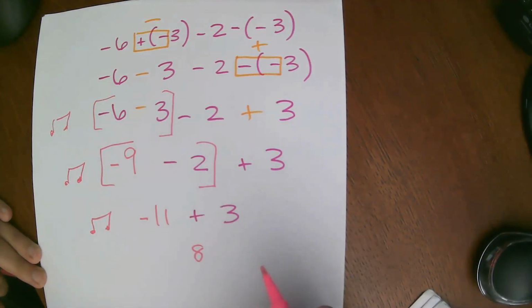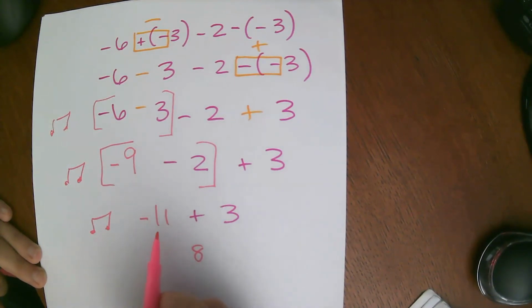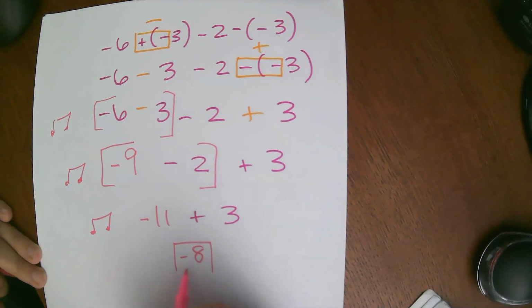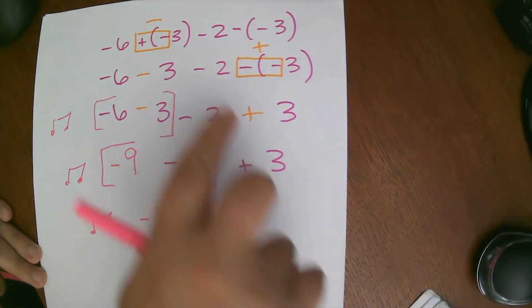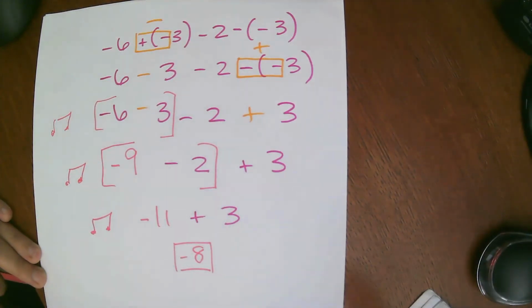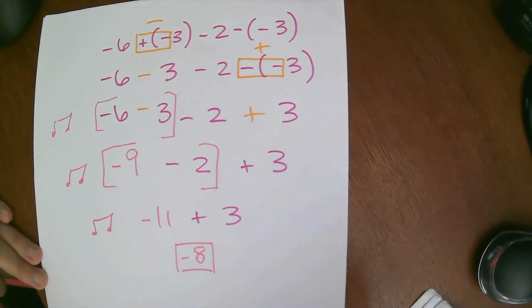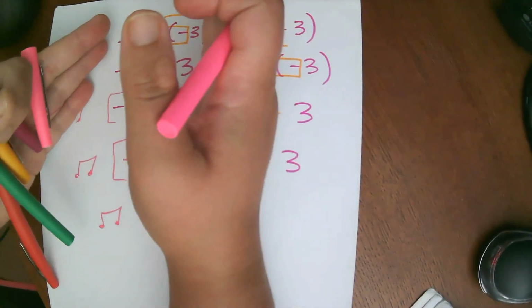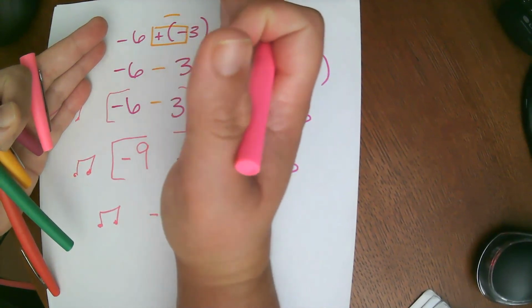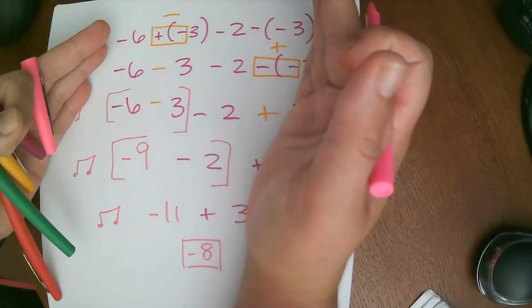All right. 11 plus 3. Oh, these are different signs, right? Use the song. Different signs subtract. So 11 minus 3 is 8. And always keep the sign of larger. 11's larger. Negative 8 is your answer. So the first thing I did was I got rid of my double signs.